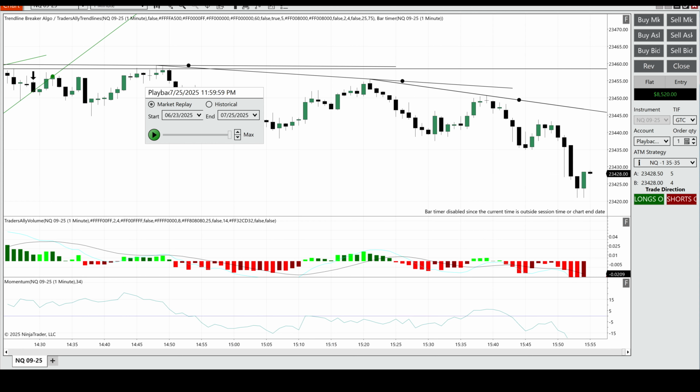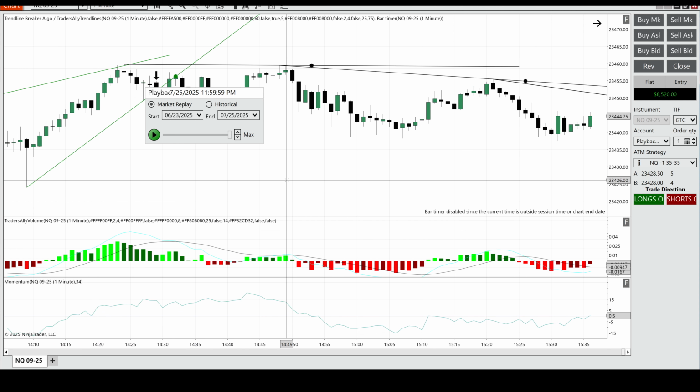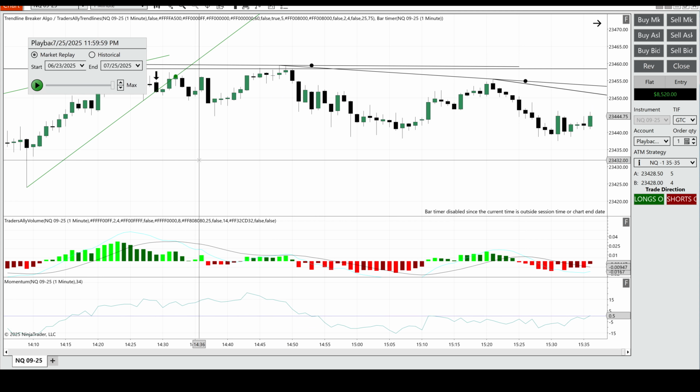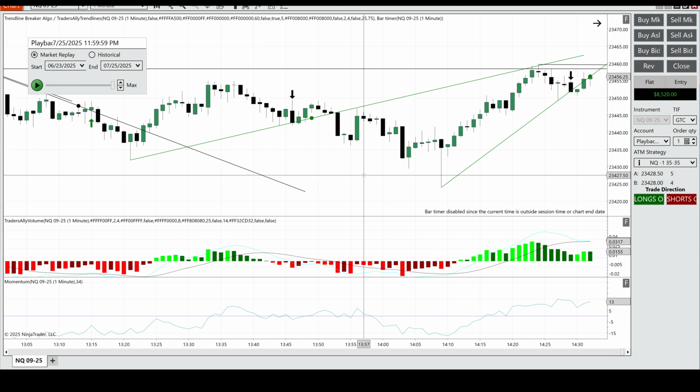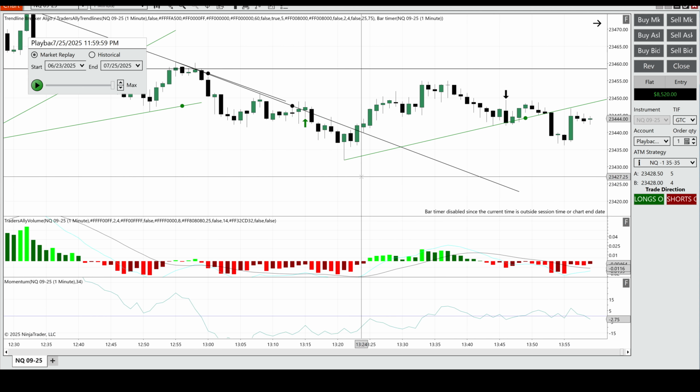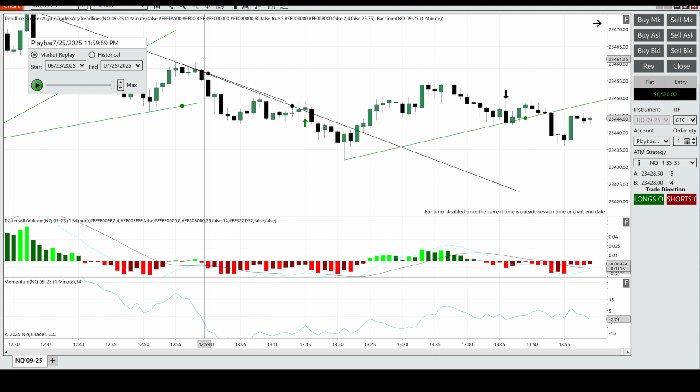Today I want to show you a new update for the Trendline Breaker Algo system. For this update I've added a momentum indicator, and I've also fixed some trailing logic that was not working properly in the previous version. Let me remind you what this algo does: it comes with an indicator that plots these trend lines, so it's a trend line breaker.